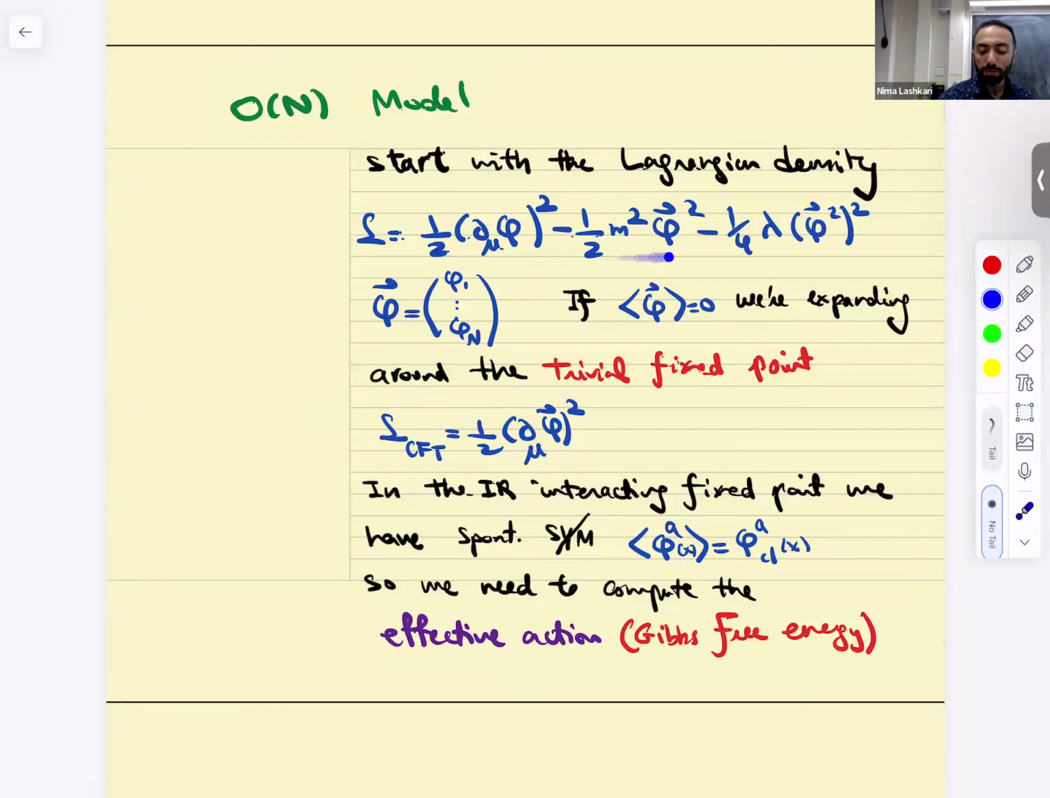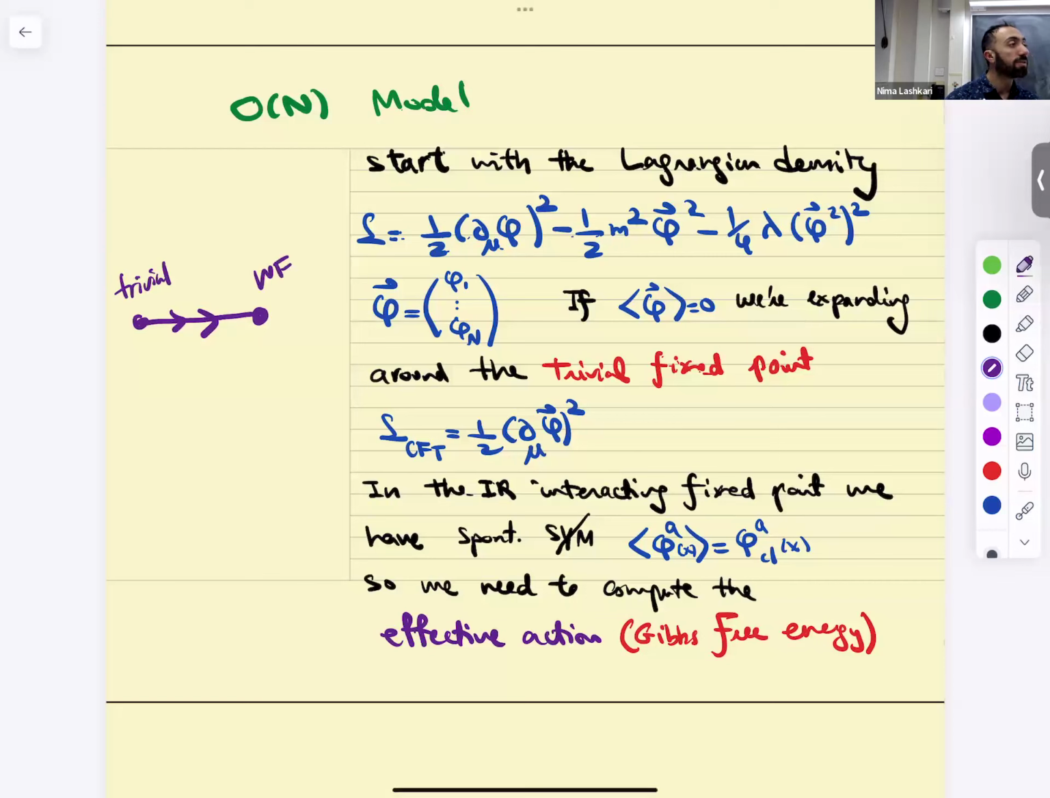That's why when I start with the Lagrangian density for the O(N) model, I'm not going to expand around the trivial point. Well, I can expand around the trivial point. Remember that at the end of the day, the punchline is going to be that they're perturbatively close. So this is the trivial fixed point, and this is the Wilson-Fisher fixed point. I can expand around here where the one-point function of the field is zero. Near here, it could be non-zero.